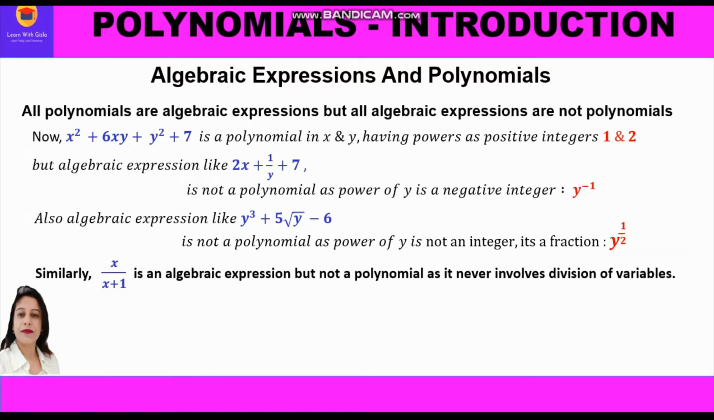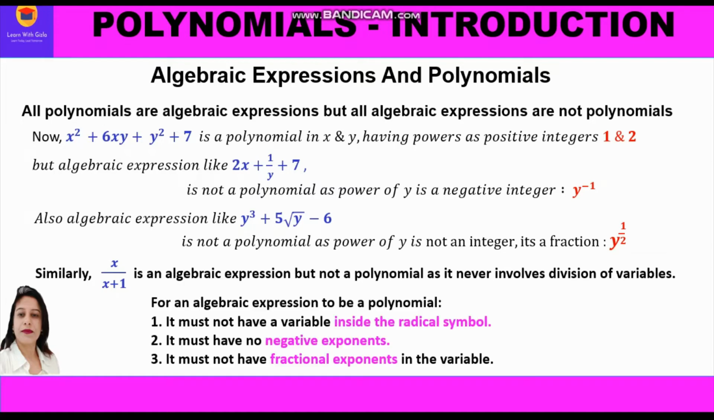Similarly, we have x upon x plus 1, which is an algebraic expression but not a polynomial, as it never involves division of polynomial variables. That means a polynomial does not involve the division of variables. We can say it is an algebraic expression, but we cannot say it is a polynomial.